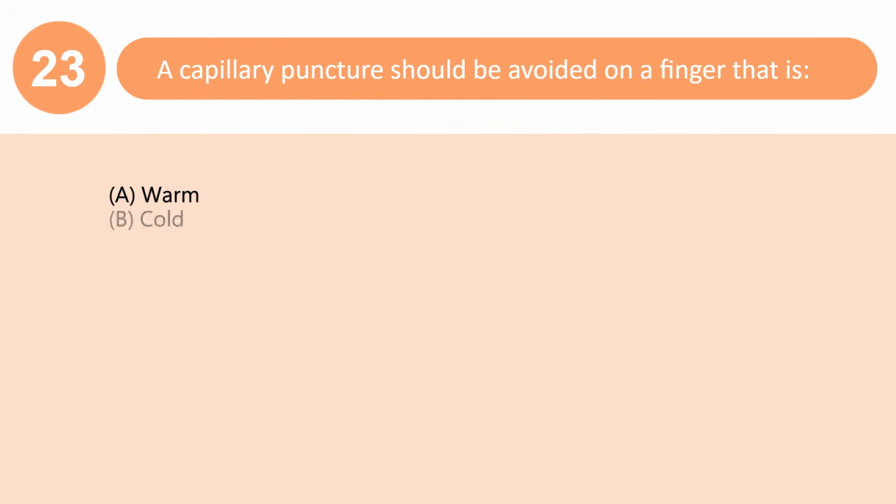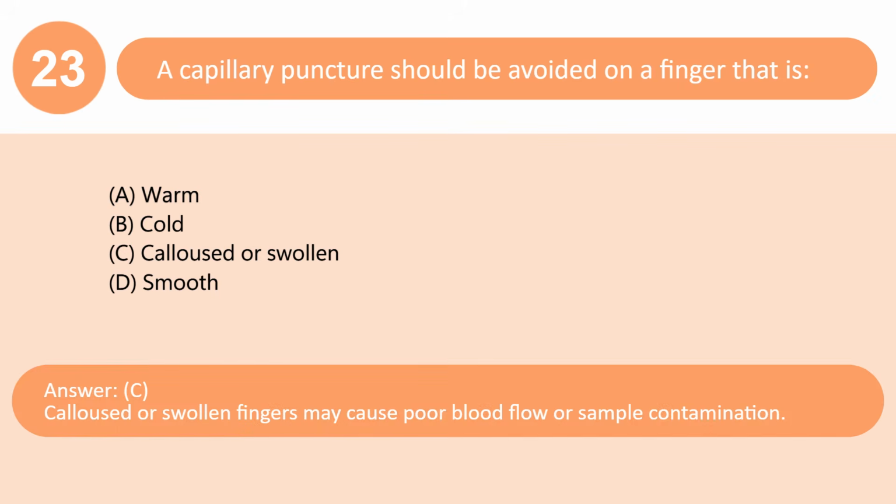A capillary puncture should be avoided on a finger that is A. Warm. B. Cold. C. Calloused or swollen. D. Smooth. Answer: C. Calloused or swollen fingers may cause poor blood flow or sample contamination.